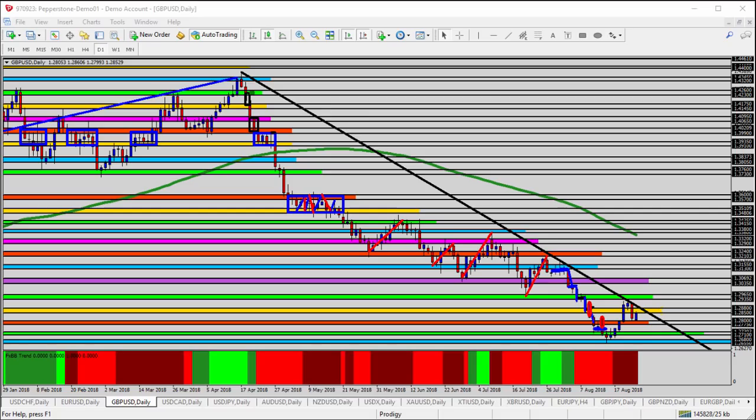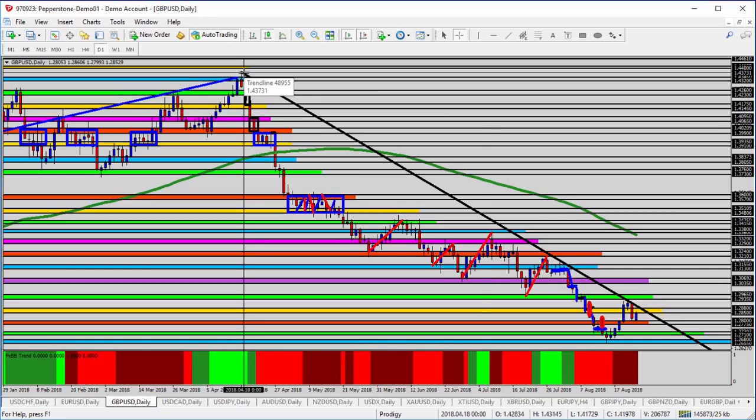Today we're looking at the GBPUSD, Great British Pound versus US dollar, for today's trade analysis here on the daily time frame. We can see that this currency pair has been in a downtrend for quite some time, going all the way back to April 17, since April 17 all the way up here at the top of the chart into the mid to upper 1.43s.